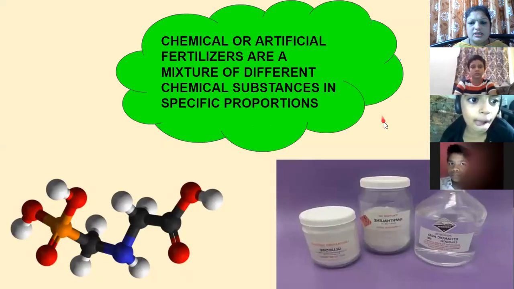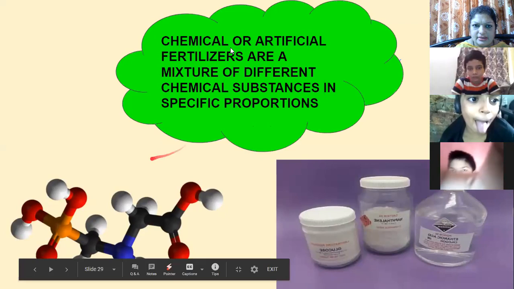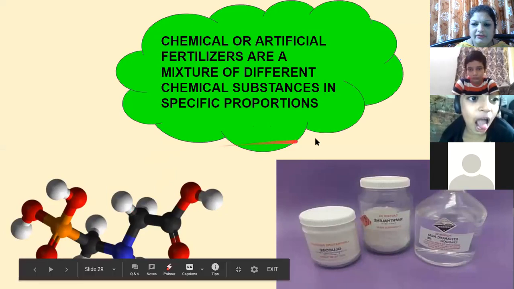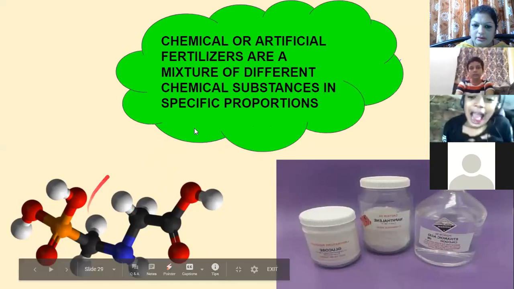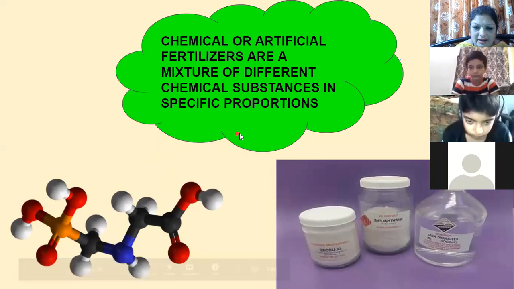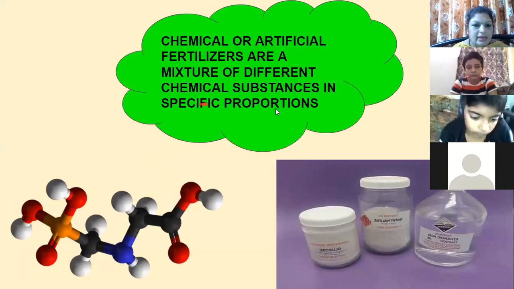Now here, see the chemical fertilizers. These are the chemical fertilizers, or we can say chemical or artificial. Artificial means nakli. Chemical fertilizers are a mixture. Now, which is this mixture? It is a mixture of different substances.